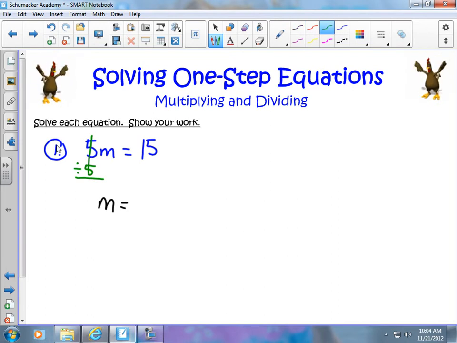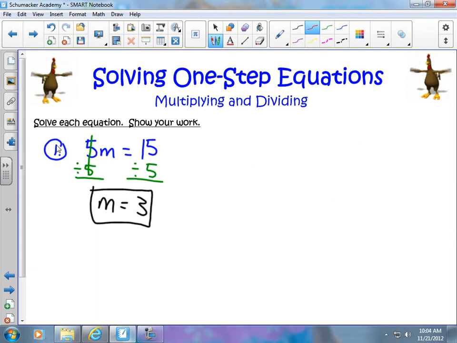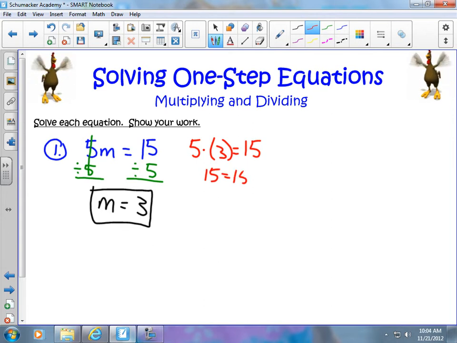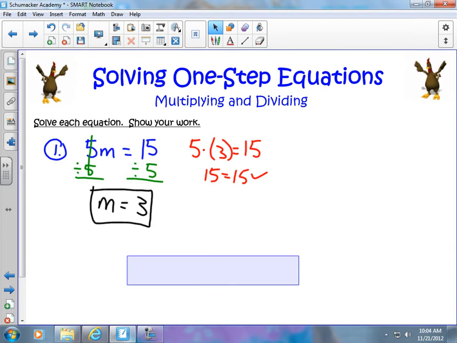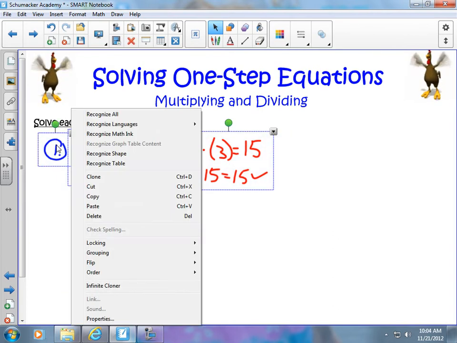And again, whatever we do to one side, we're going to have to do to the other side. So I'm going to do 15 divided by 5 over here. And 15 divided by 5 would get us 3. And again, we can check our answer the exact same way as we've done the other equations. So let's just look at it. We're going to have 5 times 3 equals 15, and 15 equals 15. We have a correct answer. That's all we have to do. Hopefully that makes a little bit of sense to you.